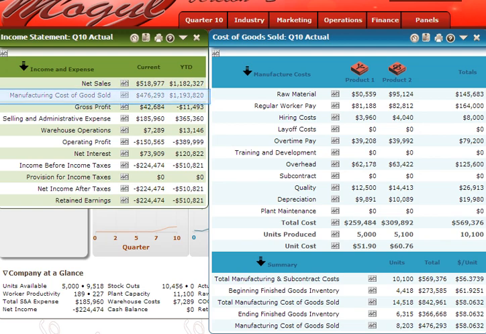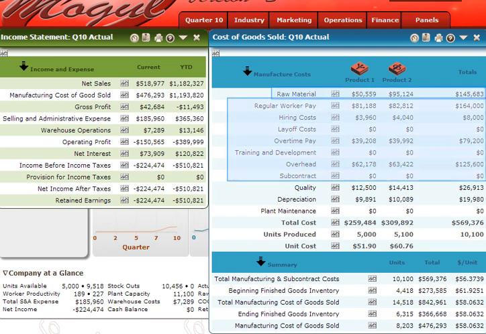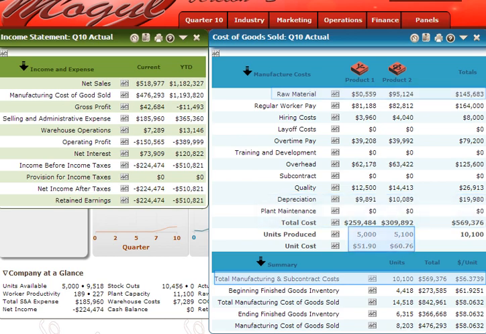So I've opened up that report and I positioned it so we can look at both the income statement and the cost of goods sold report at the same time. Your cost of goods sold report shows the various costs that you incurred to make your products this quarter. These costs include the cost of materials, labor, quality, and plant facilities. These costs are tallied and divided by the number of units produced to determine the cost per unit to manufacture the products.